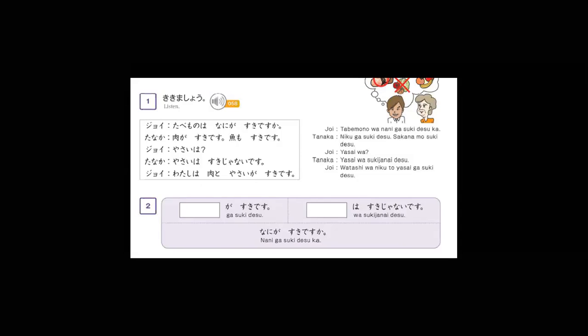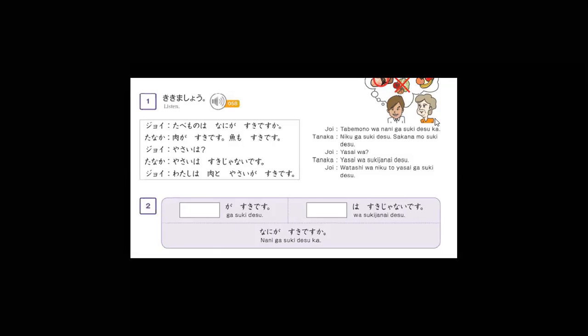Okay, let's see the first conversation. 食べ物は何が好きですか？肉が好きです。魚も好きです。食べ物 means food. 何 means what. 好き means like. So the first sentence is asking, what do you like in food? And the answer, 肉が好きです。I like meat. 魚も, も means also. I also like fish.